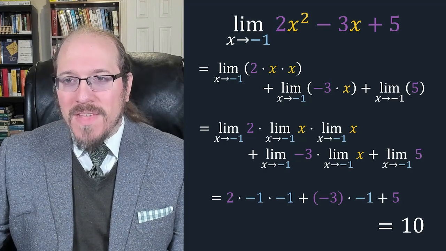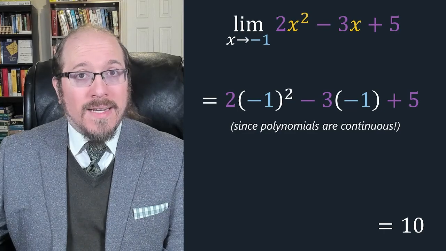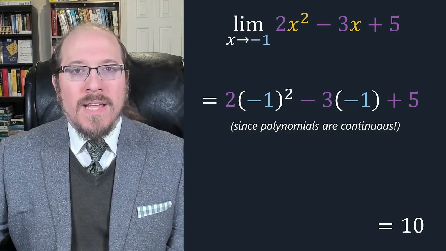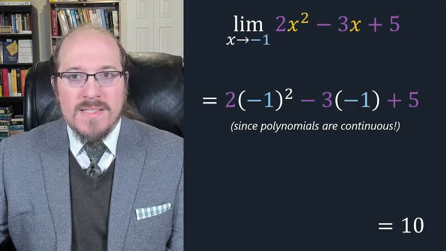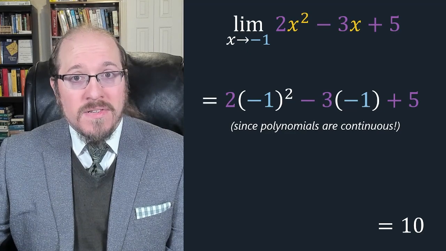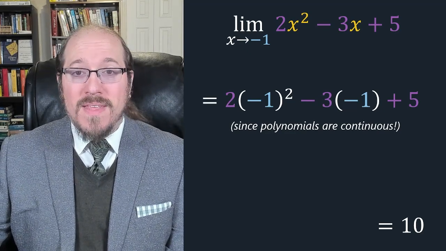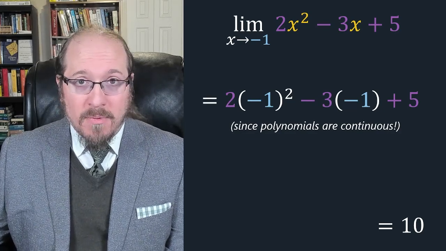In practice, you don't need to break down every single problem this way. If you recognize that a function happens to be continuous, you can just skip straight to plugging in the number you're approaching. We call that direct substitution, since the limit is the same as the function value. That's what we said the definition of continuous was in the first place. And so, as we said, polynomials are continuous everywhere.